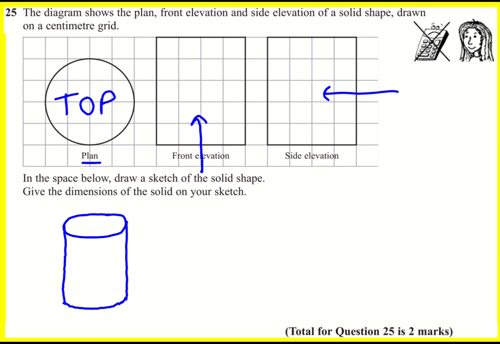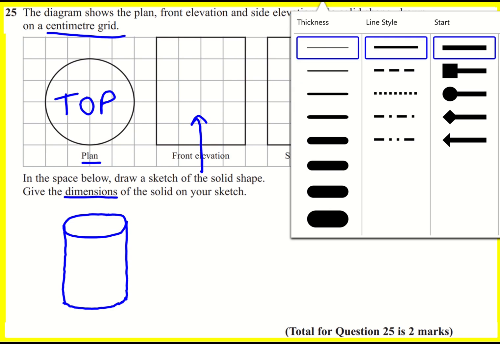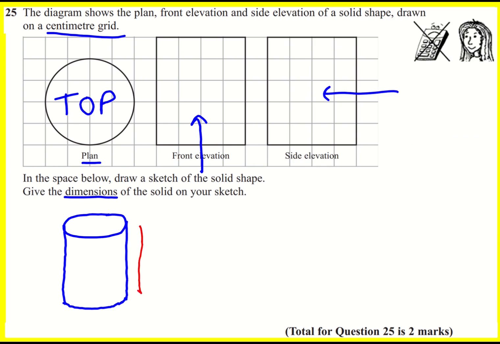I'm now going to put the dimensions on because that's what it's asking me for. So it says give dimensions on your solid shape. These drawings are on a centimetre grid, so I need to give my dimensions in centimetres. The height here is 5 centimetres. There are 5 squares there, 5 centimetres.